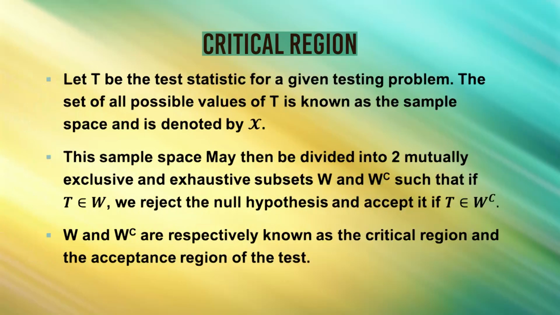The set of all possible values of the test statistic is denoted by script X. You can see this symbol on your slide. Script X may be divided into two mutually exclusive subsets, W and W complement. If T, the test statistic, belongs to W, we reject the null hypothesis. On the other hand, if it belongs to W complement, then we accept it. W and W complement are respectively known as the critical region and the acceptance region of the test.